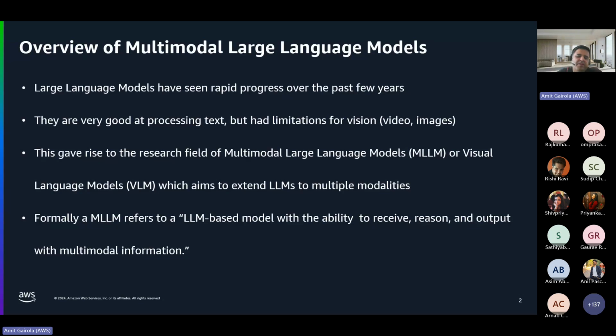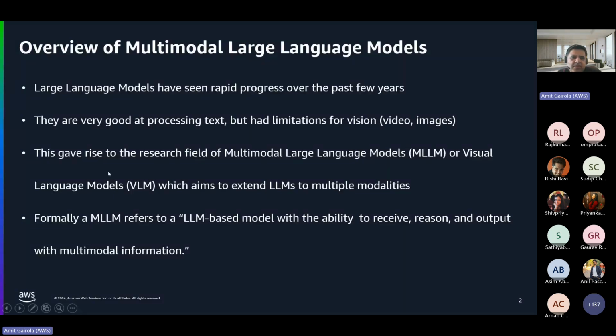Okay, so formally, a multimodal large language model is an LLM based model with the ability to receive, reason, and output with multimodal information. So again, images, video, audio, along with text.